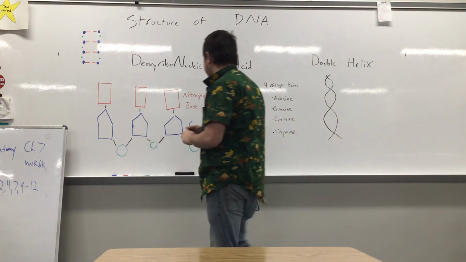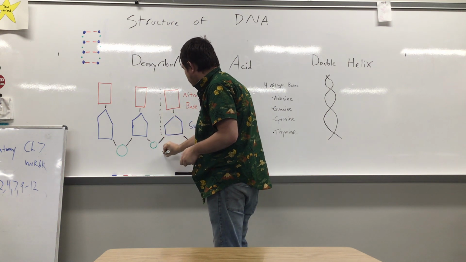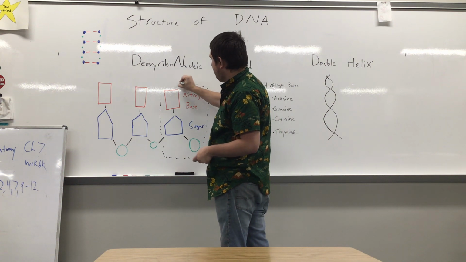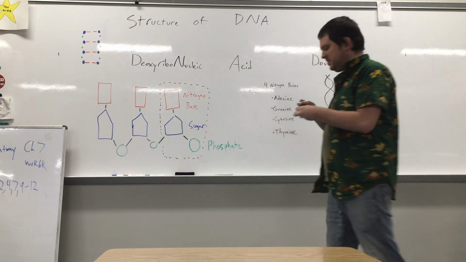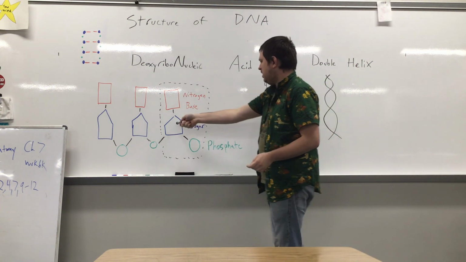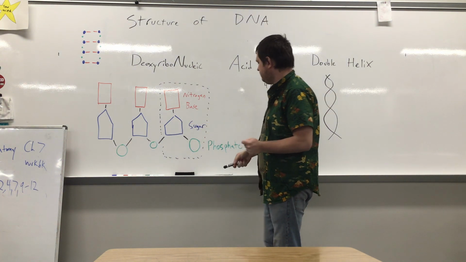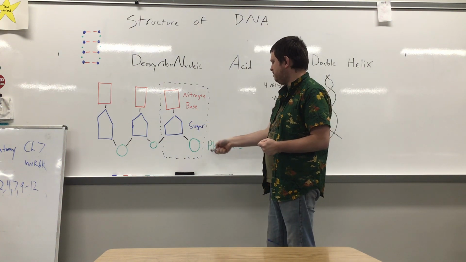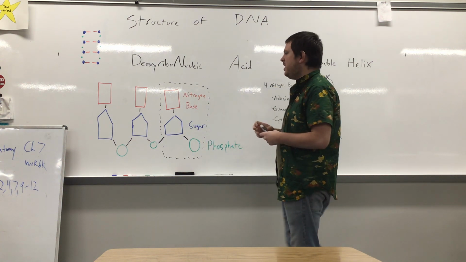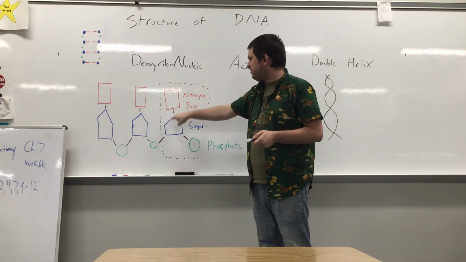And a nucleotide is this right here. That is a single nucleotide. It is built out of a 5-carbon sugar, which we're just going to call a sugar, a phosphate group, and a single nitrogenous base, which we're just going to call a nitrogen base. A single nucleotide is all three of these built together.